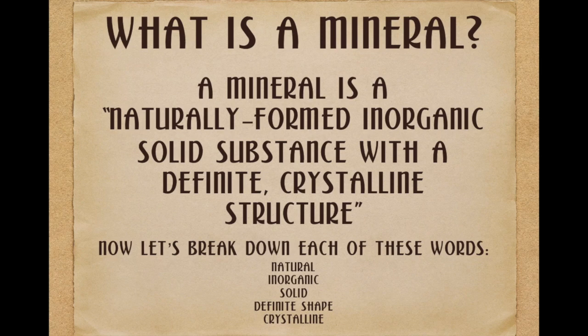The next word is solid, and that ties in with having a definite shape. If something is a solid, that would be considered a mineral. So mercury, it is a liquid at room temperature. Mercury would not be a mineral, even though it's an element.